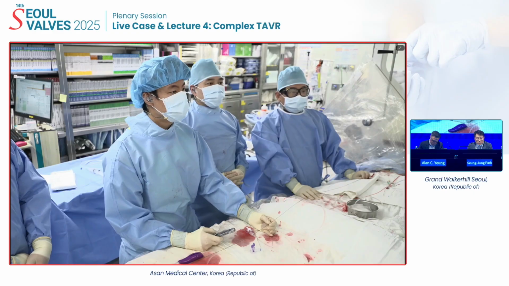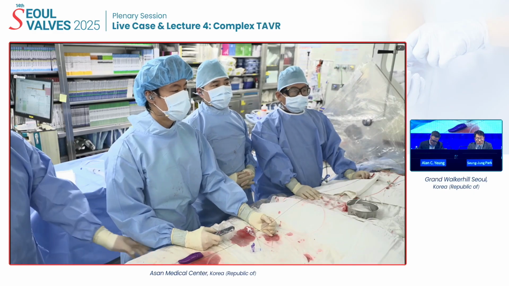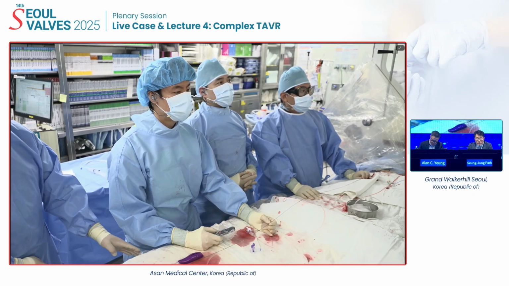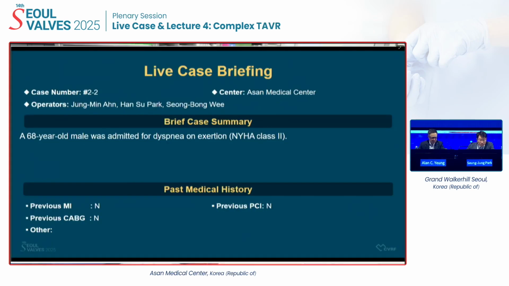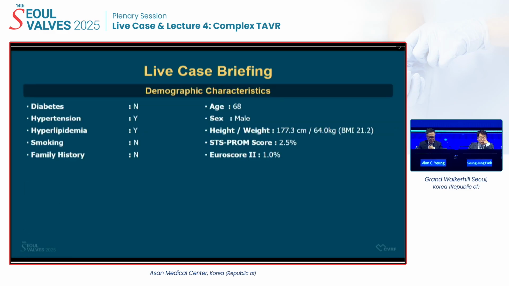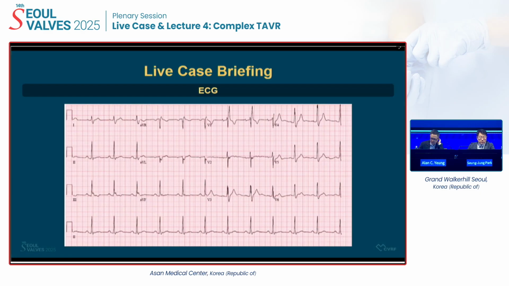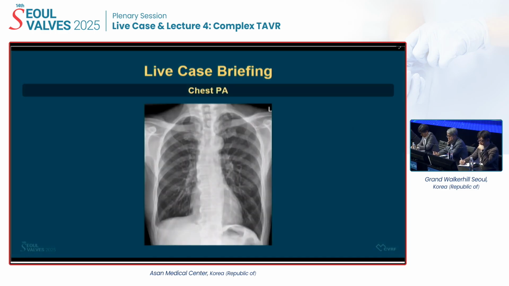Thank you. Good morning, everyone. I'm Seung-Jung, a clinical fellow from Asan Medical Center, Seoul. I'd like to briefly present today's case. Our patient is a 68-year-old male who presents with exertional dyspnea, NYHA class 2. His BMI is 21, and his calculated STS score is 2.5%. He has hypertension and hyperlipidemia. On ECG, he was found to have RBBB, and chest X-ray showed mild bilateral pulmonary congestion.